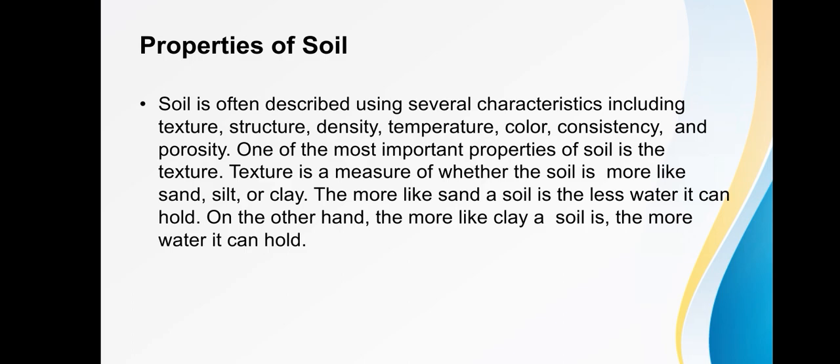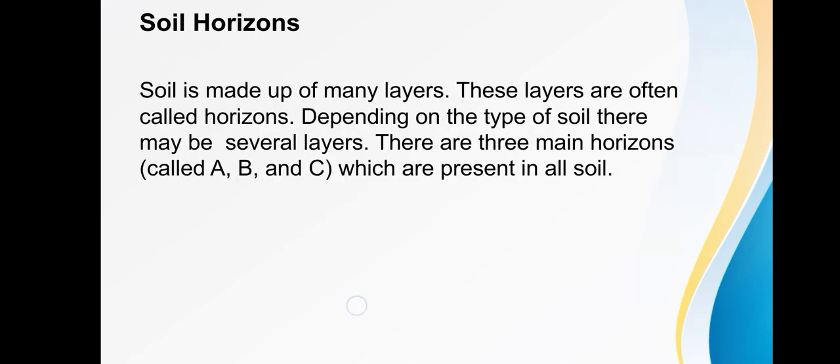So the physical properties of soil include color, texture, structure, porosity, density, consistency, aggregate stability, and temperature. So these properties affect processes such as infiltration, erosion, nutrient cycling, and biologic activity.